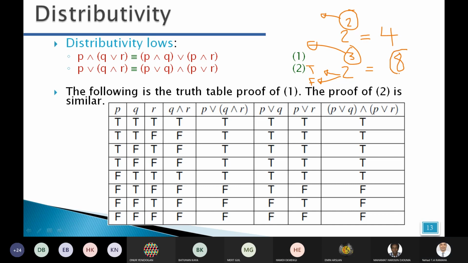Okay, then as you can see here, we have 1, 2, 3, 4 until 8. How to write it? Simplest way.